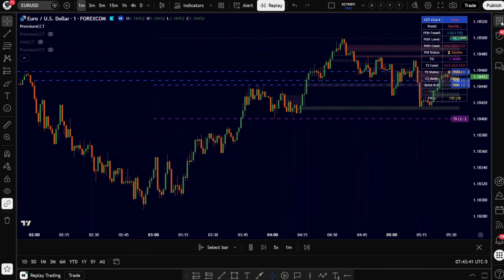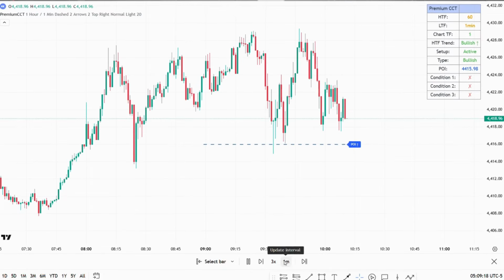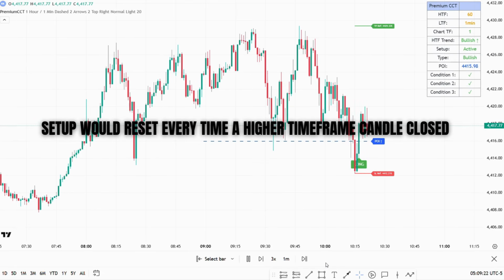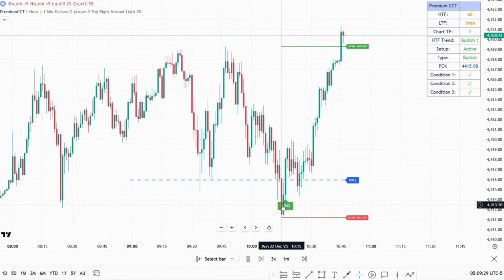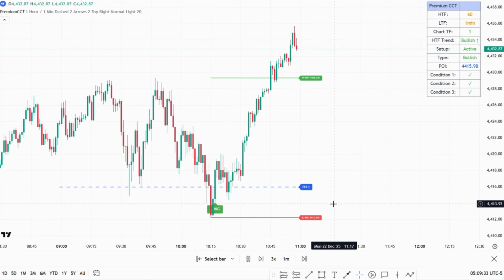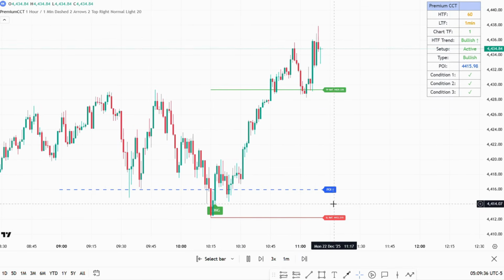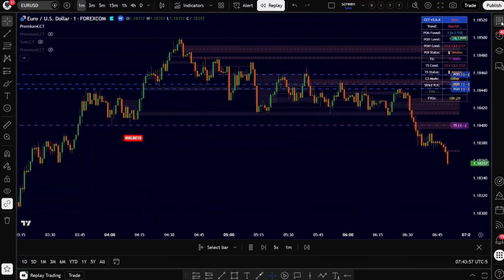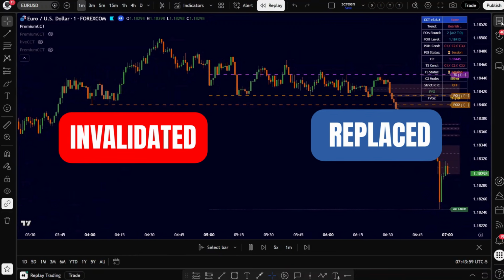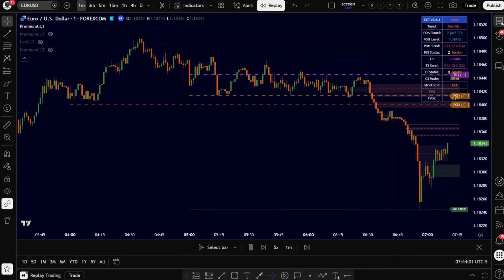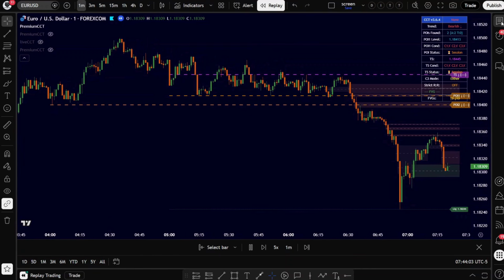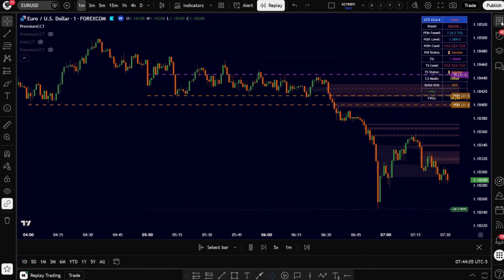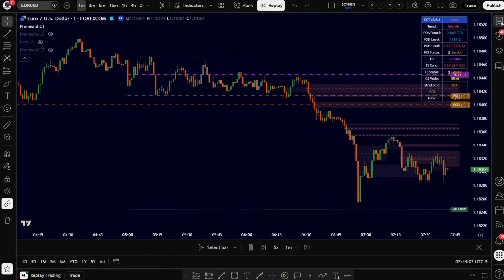The first major update is persistent setup state. In older versions, the setup would reset every time a higher time frame candle closed. If the next candle didn't break structure, you lost all tracking and had to start over. This meant you had to catch entries very quickly. In version 3.6, the setup persists until it's either invalidated or replaced by a new setup. You can monitor the same setup across multiple higher time frame candles. This gives you much more time to catch entries and makes the indicator more forgiving.